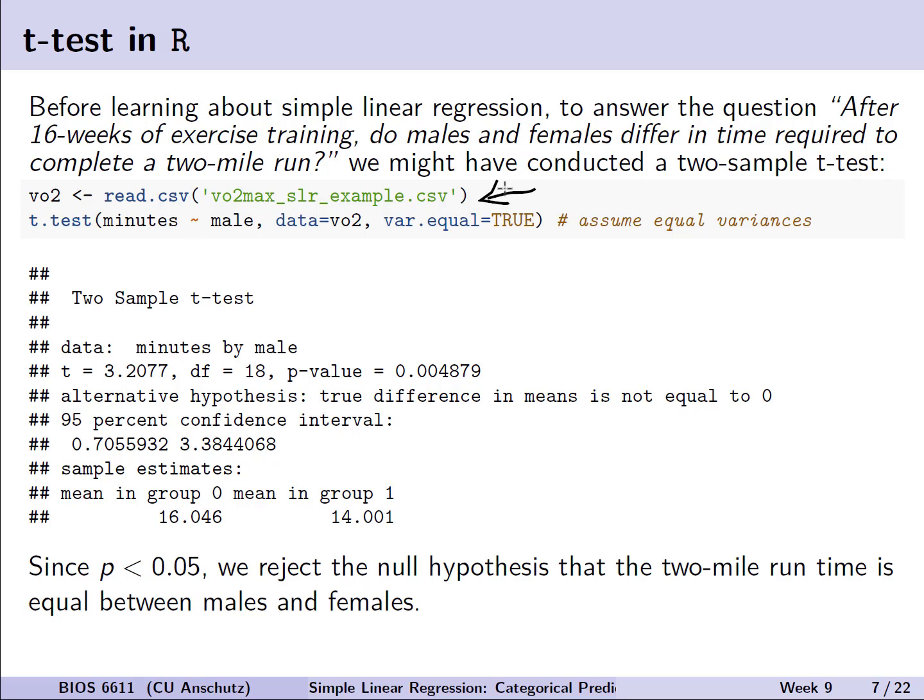We then might conduct a t-test, and here we're going to first assume variance equals true. The reason we're introducing this one first is because this is going to directly connect to our simple linear regression example later on. But what we can see from our output here is we can focus on that p-value of 0.004879, or less than 0.05, so we reject the null hypothesis that the 2-mile runtime is equal between males and females. And further, based on our mean group 0 being females and the group 1 being males, we can note that it looks like it's about a 2-minute difference. I'm just eyeballing those values.